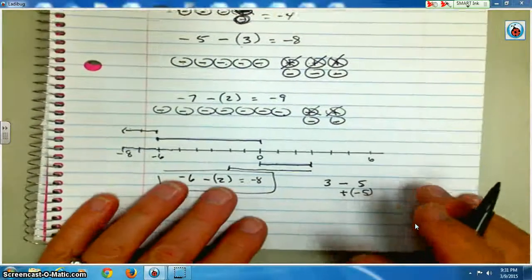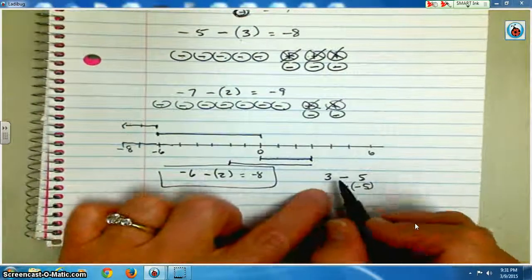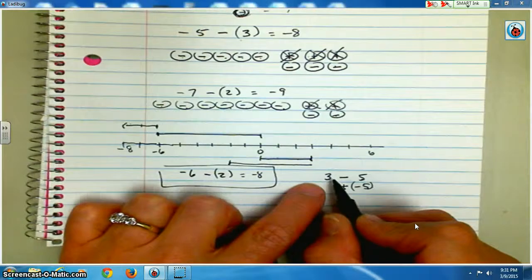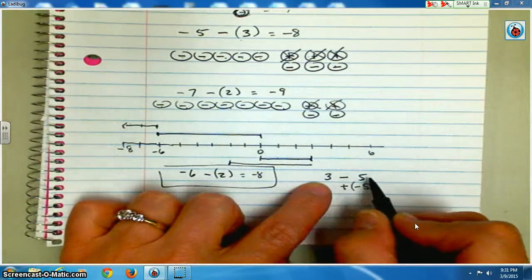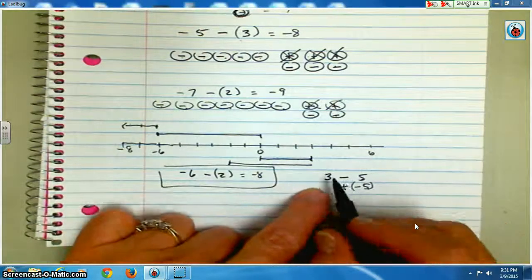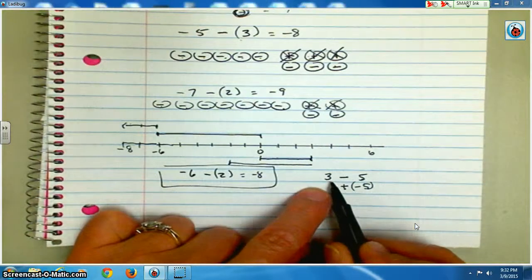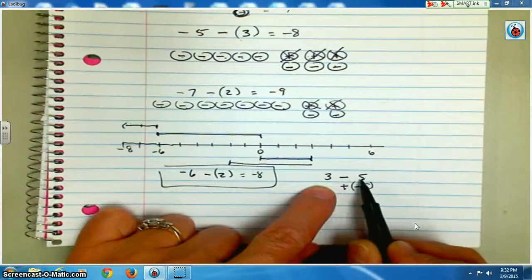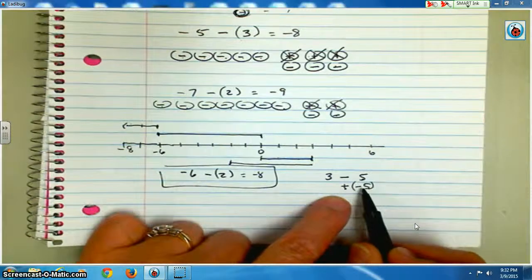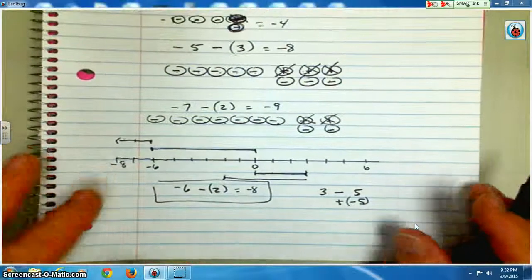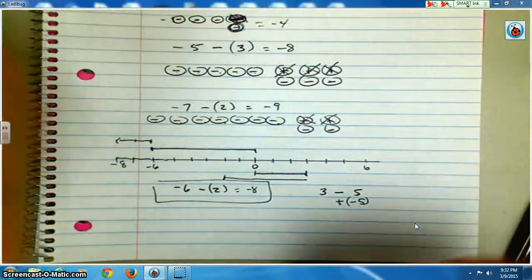Okay, we got interrupted there for a second, but we're going from a 3, and we're going to take away 5. So when we're subtracting integers, it's a little bit confusing, but we have to start with 3, and we're going to take away 5. So it's kind of like we're adding the opposite. We're going to add an opposite, or negative 5.